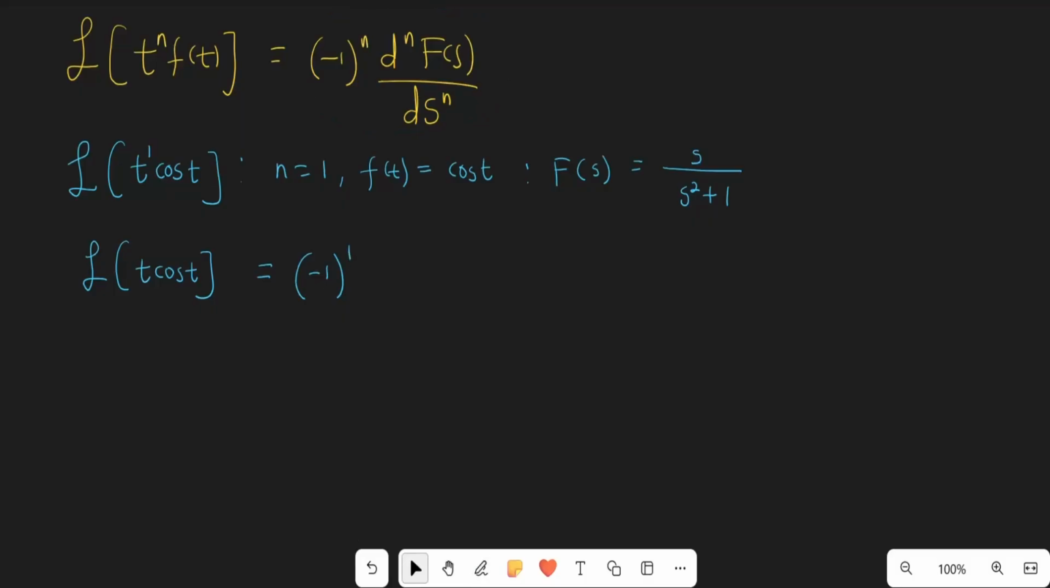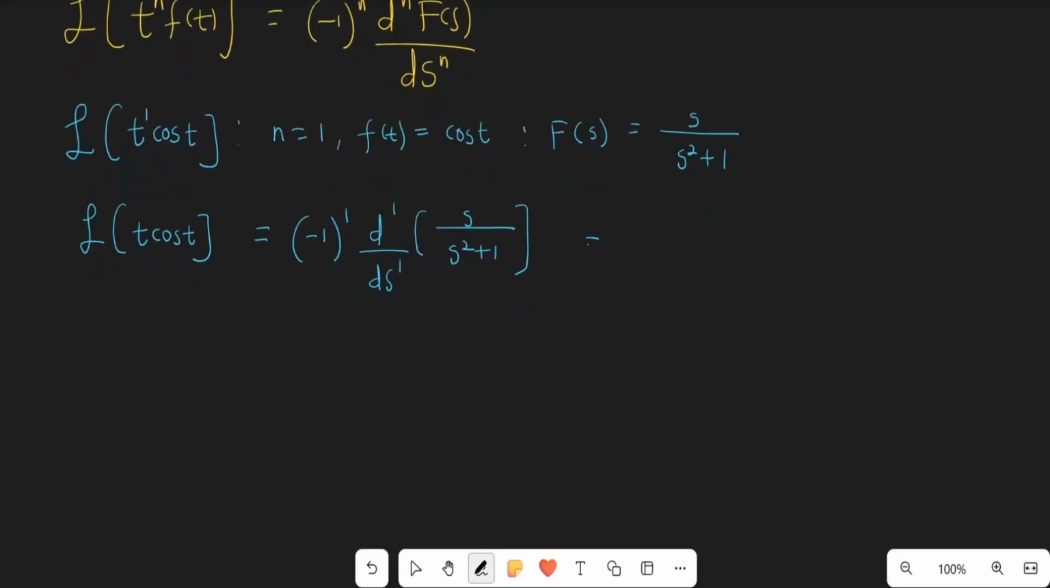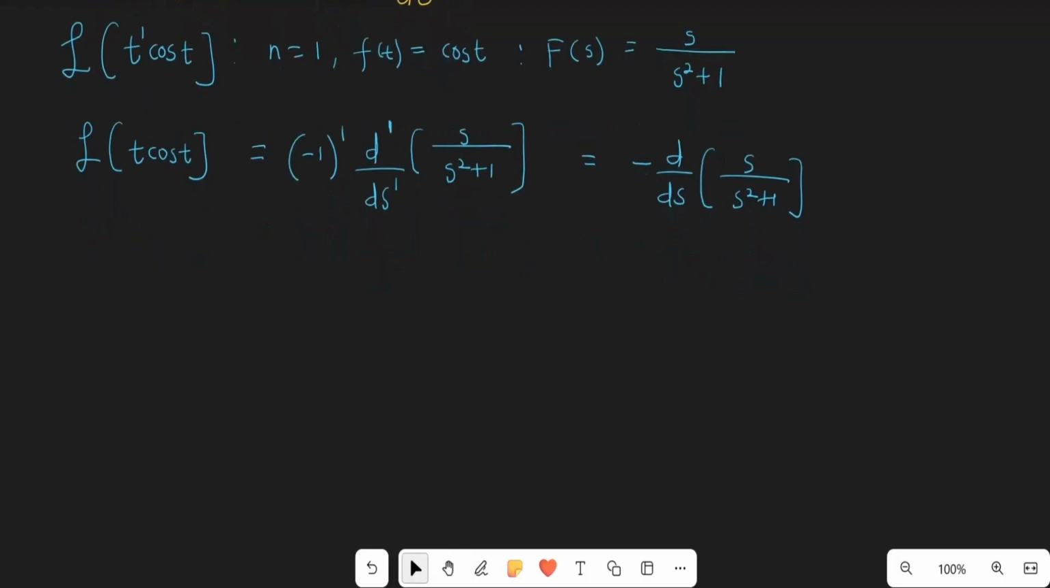n here is 1, and now we are going to differentiate d over ds to the first power of the function F of s, and F of s is s divided by s squared plus 1, like this. Cool. So negative 1 raised to the power 1 is negative 1, and this one is just the first derivative, so that is the same as negative the derivative of this function s over s squared plus 1. Cool. So the Laplace transform of t multiplied by the cosine of t is equal to what?